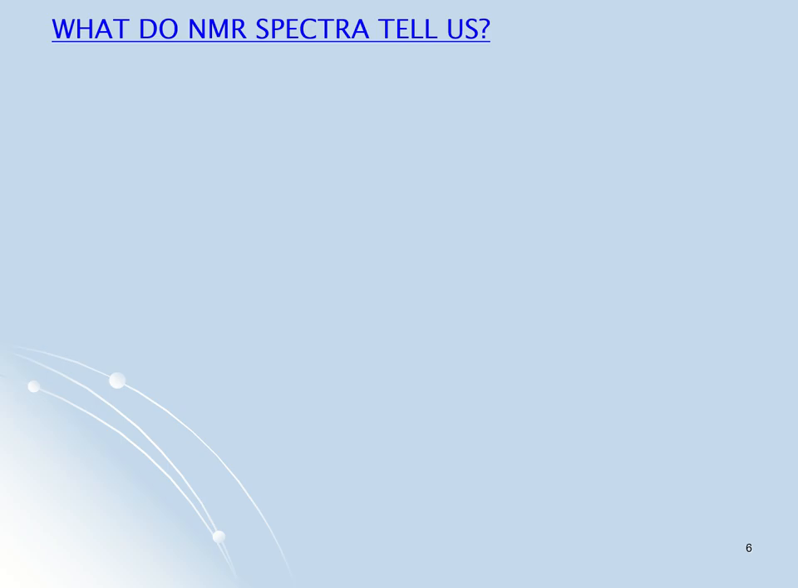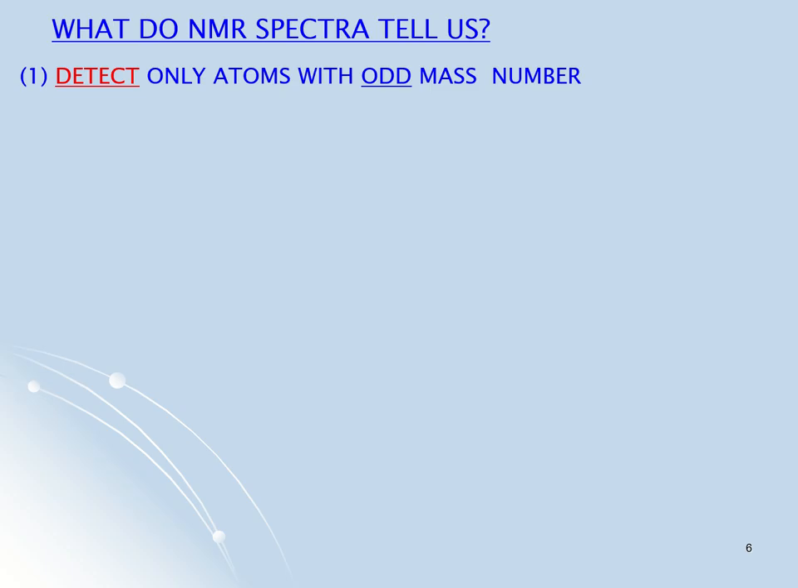So what does NMR actually tell us? Well, first of all, as I've already said, it detects only atoms which have odd mass numbers. Now, that's lots of atoms, but the good news for you is the only one that you have to study at A level is what we call proton NMR. So you will only be asked to study or examine NMR traces and identify hydrogens or protons.